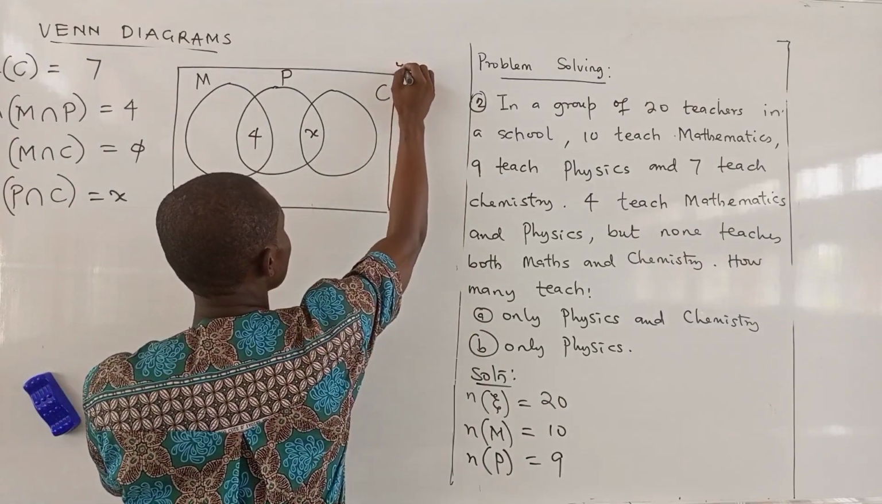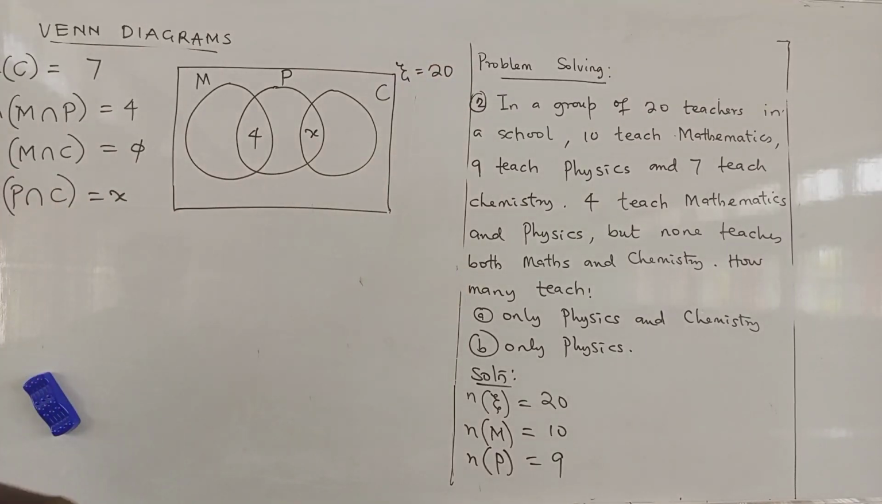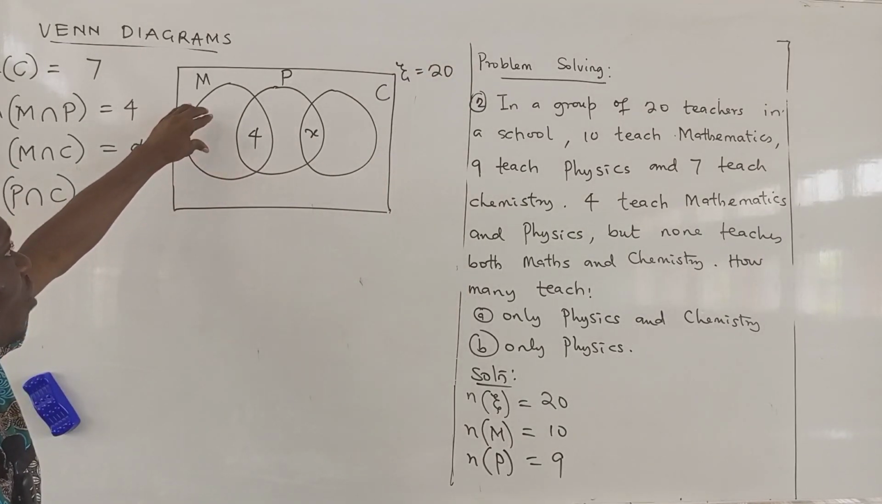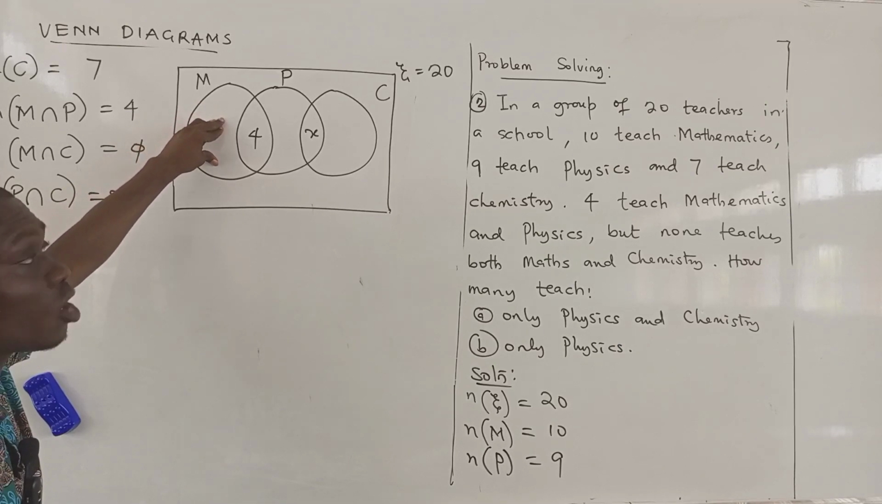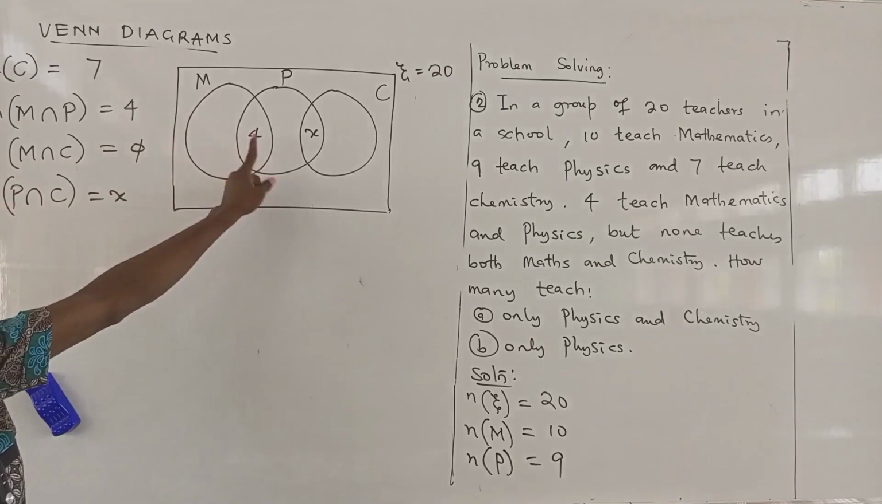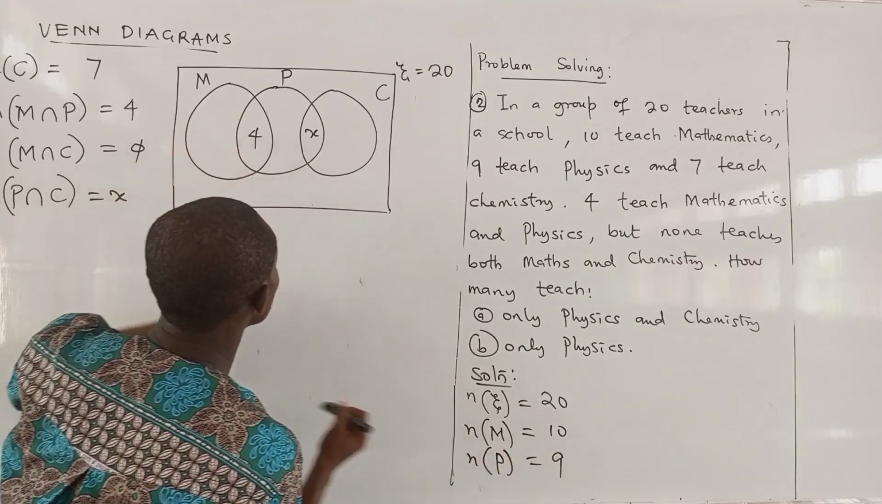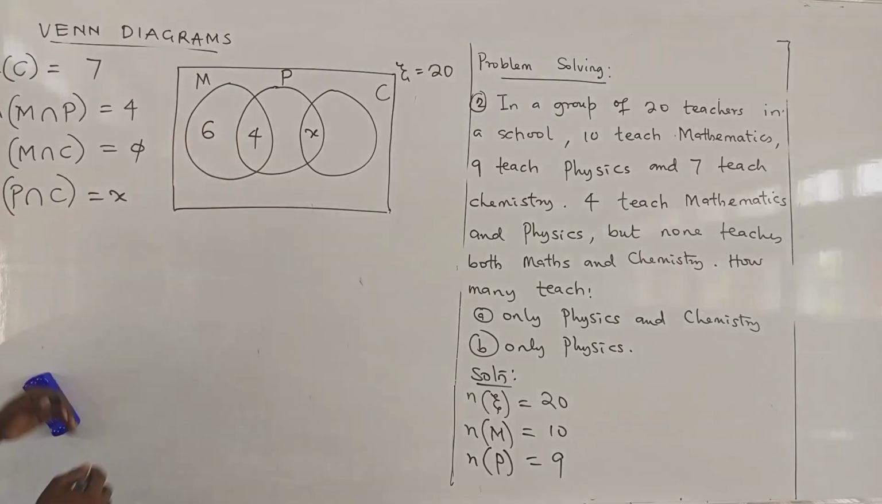This is our universal set, and its cardinality is 20. So what are we going to have here? What we have here is the set of teachers that are teaching maths only. If I remove the intersection with physics, I will get what is here. Maths is 10, so if I remove 4, I will have 6 here.